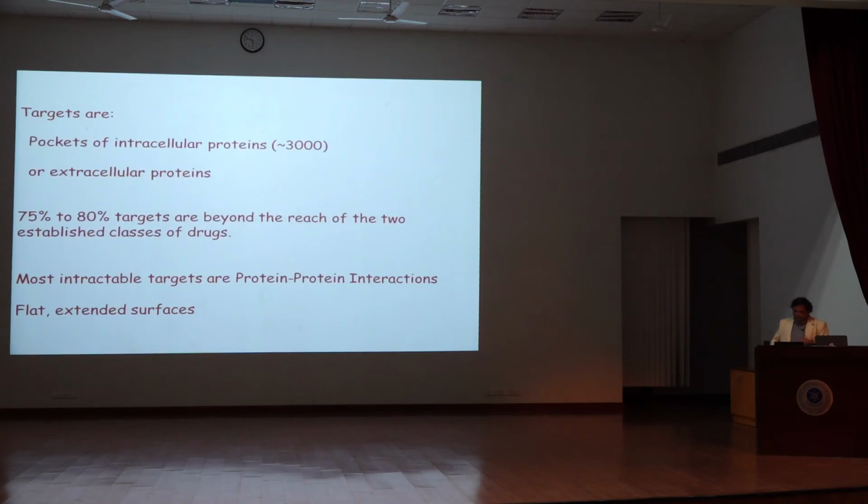So, as an example, a quick back of the envelope calculation tells you that this only allows us to target 15 to 20% of the possible targets in the cell. It's quite depressing, really, if you think about it, that 70 to 80% of the targets are still beyond the reach of the two established classes of molecules that we have. And why is it? Because most things inside the cell are parts of relays, the cascades I talked to you about, which are results of protein-protein interactions. And protein-protein interactions, by and large, are flat and large, and we'll see that in a second.